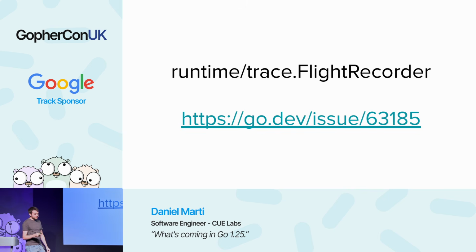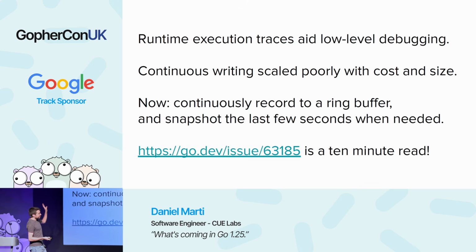So the runtime tracer is basically a low-level debugging tool for what a Go program is doing, and it gives you lots of information about what the Go runtime is doing as well. The problem with the runtime trace package up to this point is that continuously writing a trace was kind of expensive because you gave it an I/O writer, so it was constantly collecting data, encoding it, and writing it. So even if you gave it a buffer or a pipe, it was still wasting a lot of time most of the time.